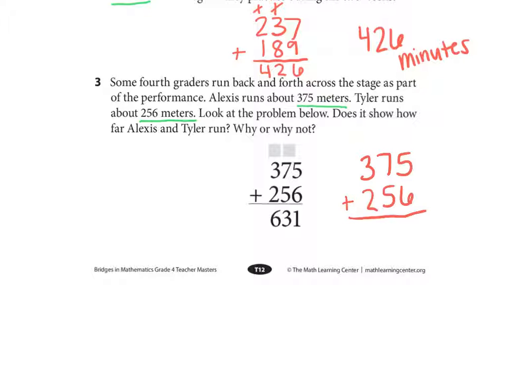So 5 plus 6 is 11. Carry the 1. 7 plus 5 is 12. Plus 1 is 13. 3 plus 1 is 4. And then plus 2 is 6. Now, do we agree with this person or not?